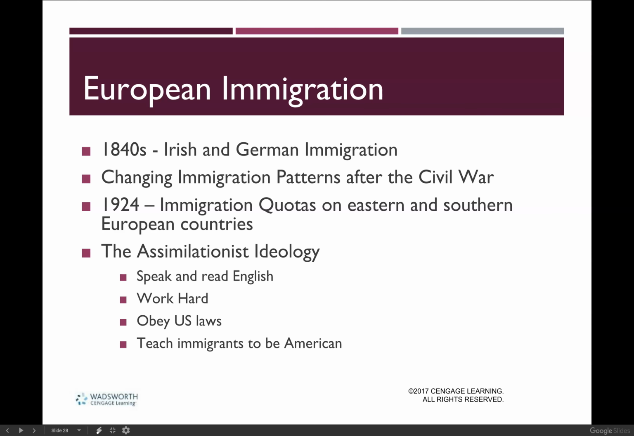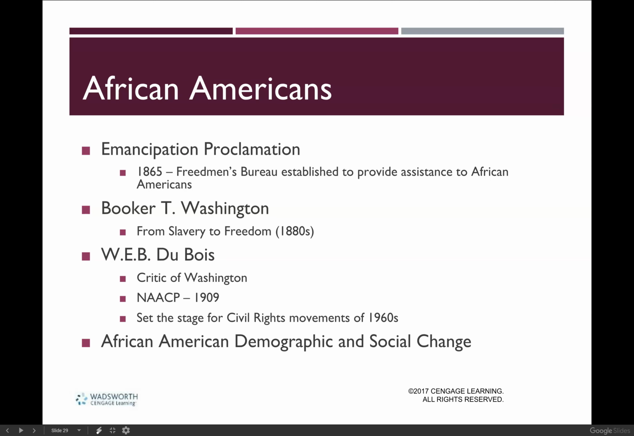They wanted to keep their home culture and do these things listed here. They wanted to learn English, work in the U.S., obey the U.S. laws. They wanted to learn how to be American, but they also wanted to keep their home culture. That is different, and we'll look at that in a little bit. Now we're going to look at each culture and the specifics throughout the decades.